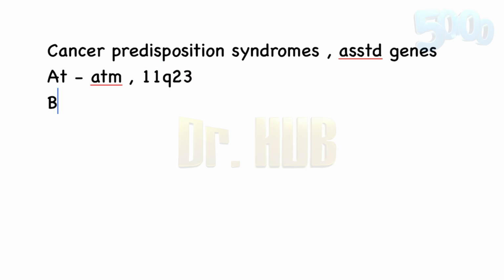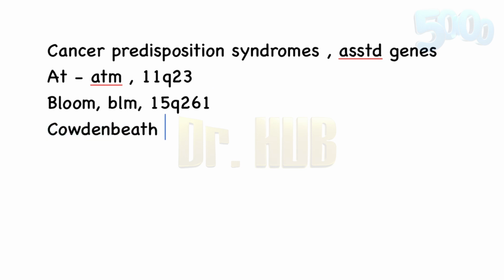Next we move on to Bloom syndrome. What is meant by Bloom syndrome? The gene will be BLM. BLM is Bloom syndrome. The chromosome involved will be 15q26.1. Now what is Cowden syndrome? Cowden syndrome is PTEN, and the chromosome will be 10q23.